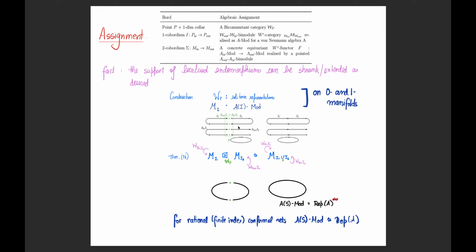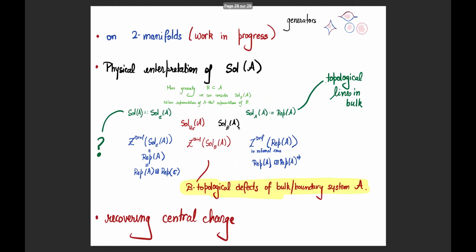So even something like Liouville or Virasoro for central charges that make it non-rational, you can still do this partial construction of assigning something to a point and assigning something to one morphisms. But now you will not recover this nice modular tensor category here. You will recover some other category, which will be rep A abs in general. But in the cases you love and care for, this is indeed rep A. Okay, so on two manifolds, I am currently working on what is this construction.